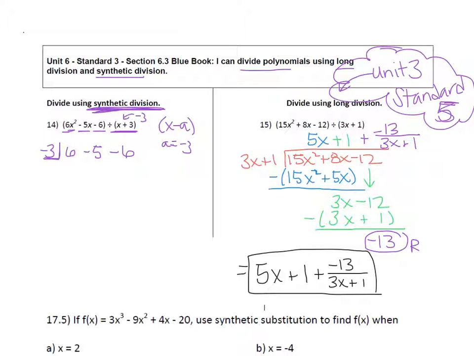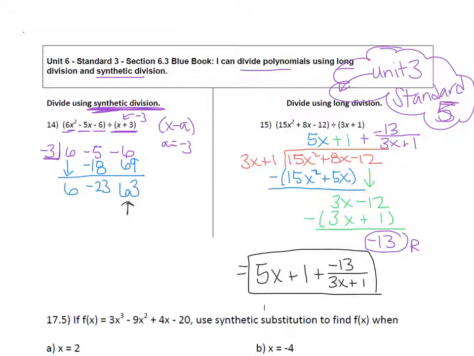What you do, you always drop down your first term, 6, and then you multiply your diagonals. -3 times 6 is -18, and then you add your columns. We get -23. Multiply your diagonals. We get a positive 69. Add your columns. We get a positive 63. So what we just figured out is going to be our coefficients in our solution.